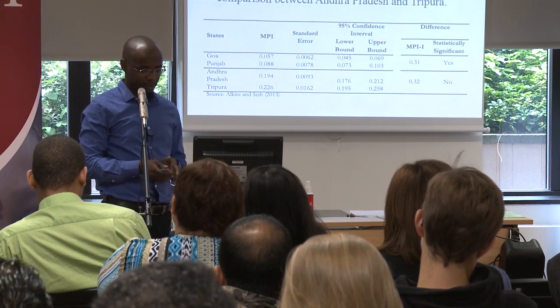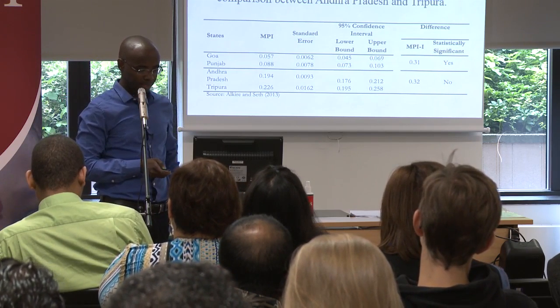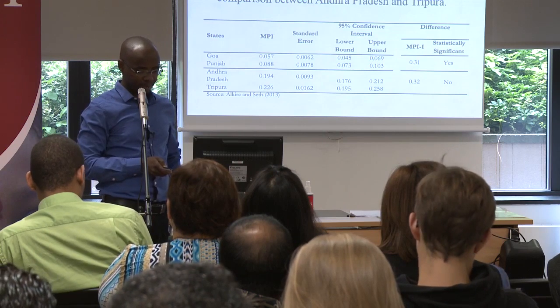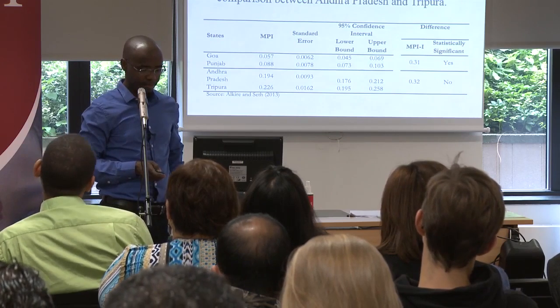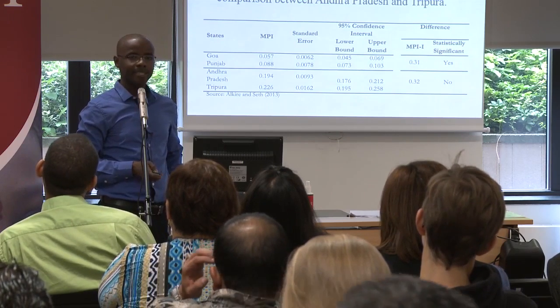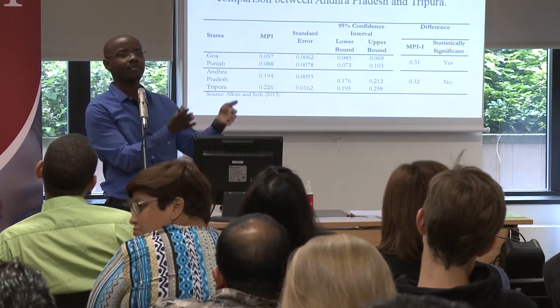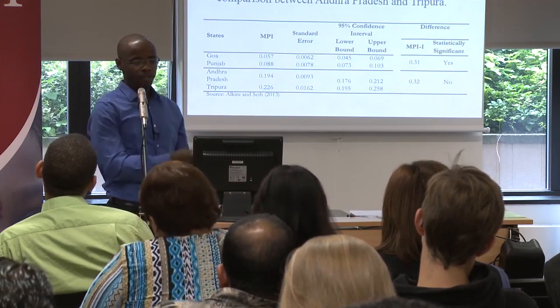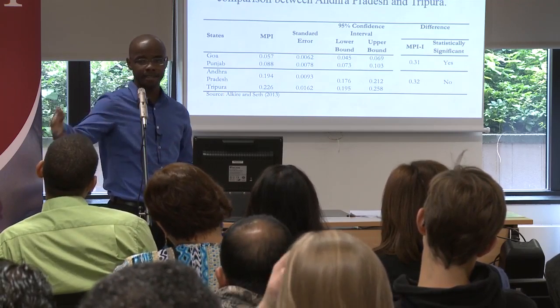And this is what statistically significant means here. So in the case of Goa and Punjab, for example, the difference in their MPI is 0.31, which is statistically significant relative to the level of estimate that we have. So in this case, we can say that Punjab is significantly poorer than Goa.